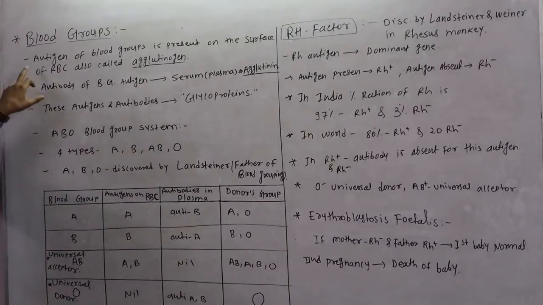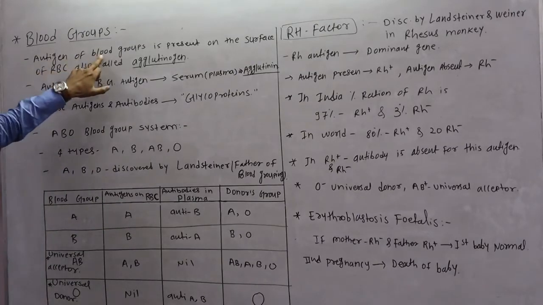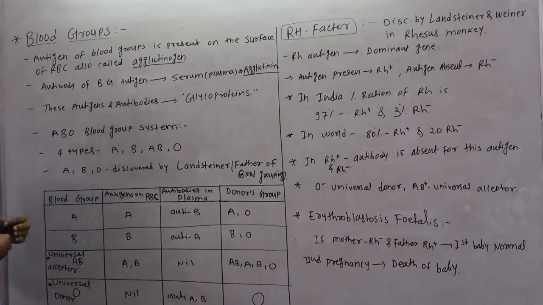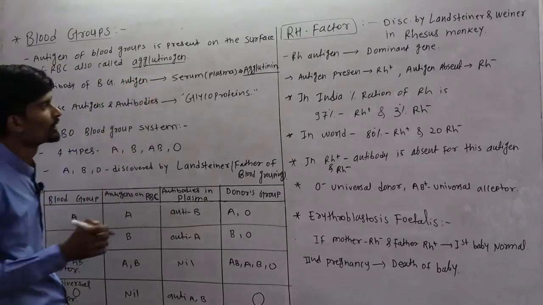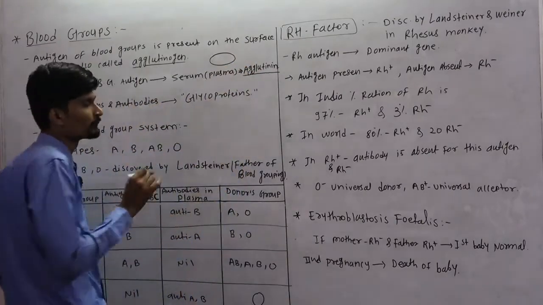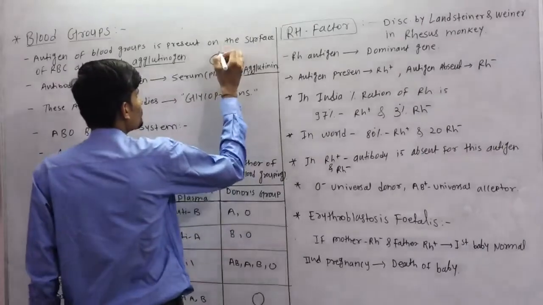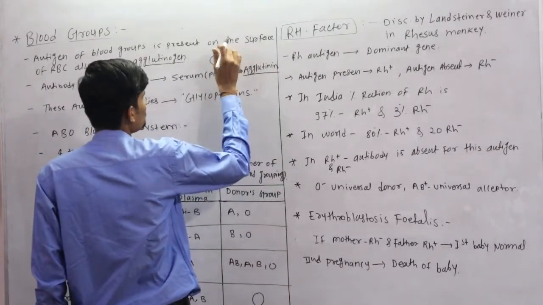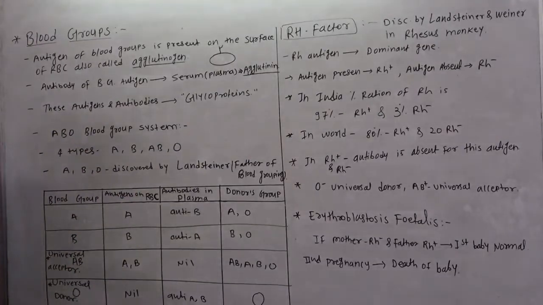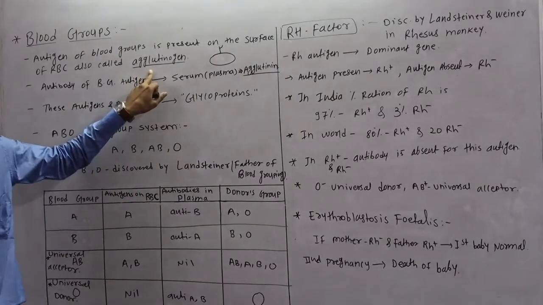Basically the antigen of blood groups is present on the surface of the RBC, which is also called the agglutinogen. Means this antigen is also called agglutinogen. So it is a marker which is used for the blood group. Suppose this is the RBC, so this antigen is present on the surface of the RBC, which is also called agglutinogen, students.